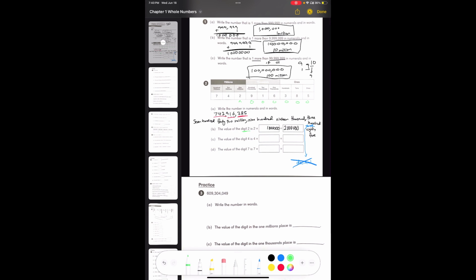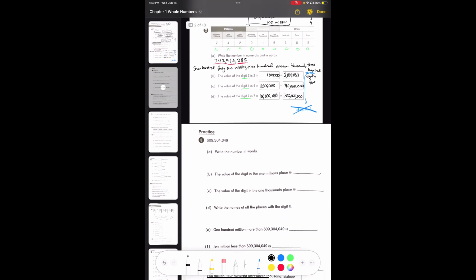So the value of digit 4, we find the 4 right here, so 10 million. And so this answer is just 4 times 10 million, which is 40 million. For the digit 7 here, find 7 right here, and this is 100 million, so we multiply by 100 million. And 7 times 100 million is just 700 million. And so that's the answer.